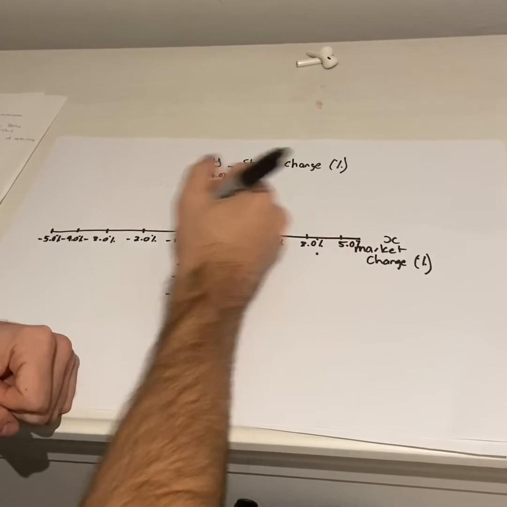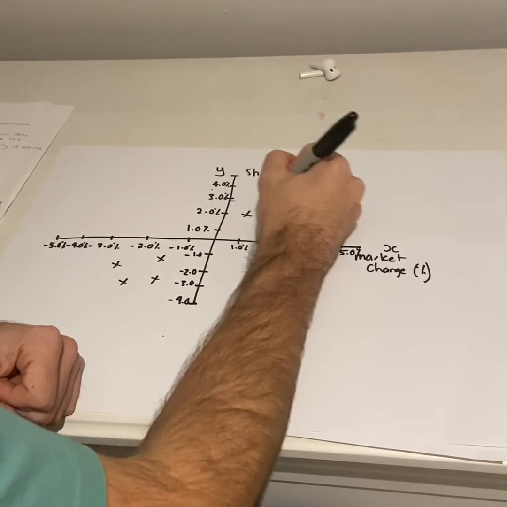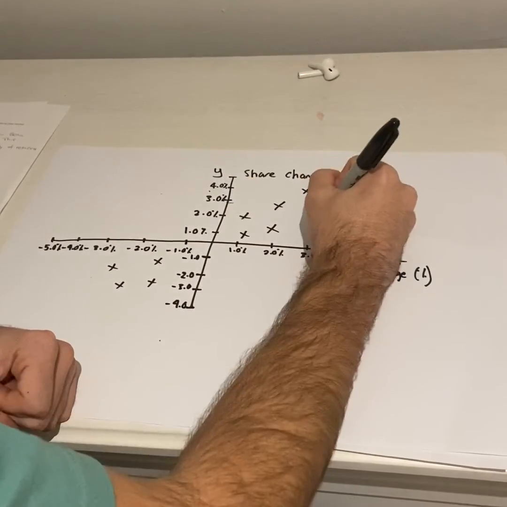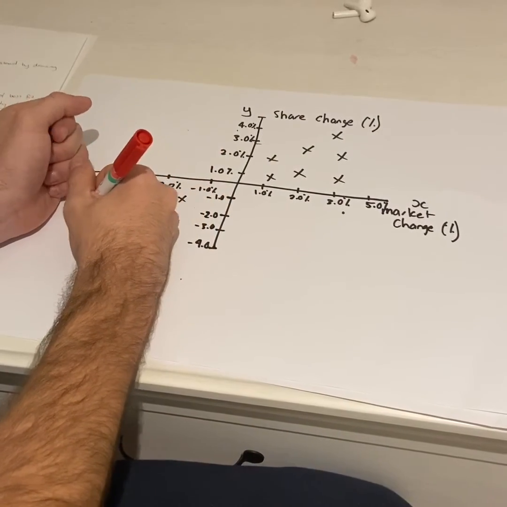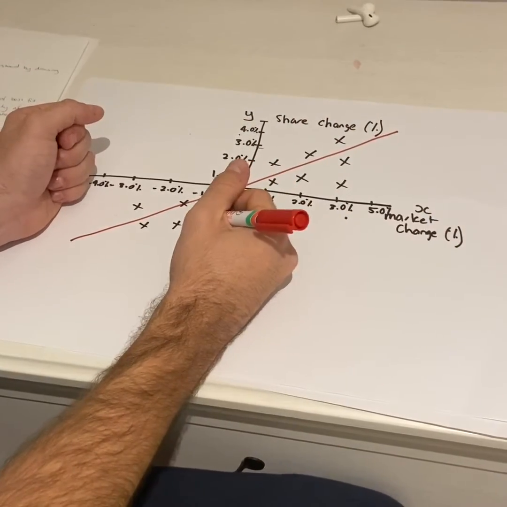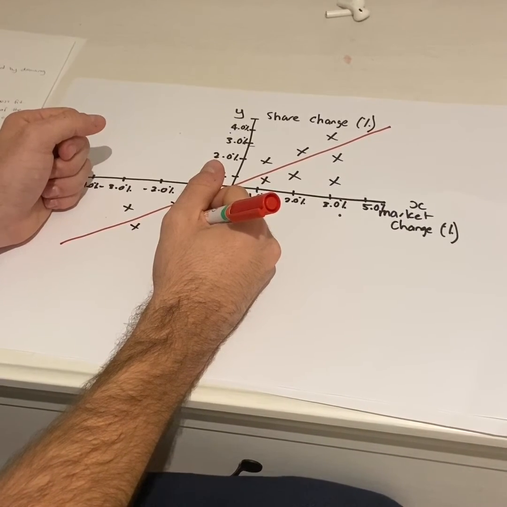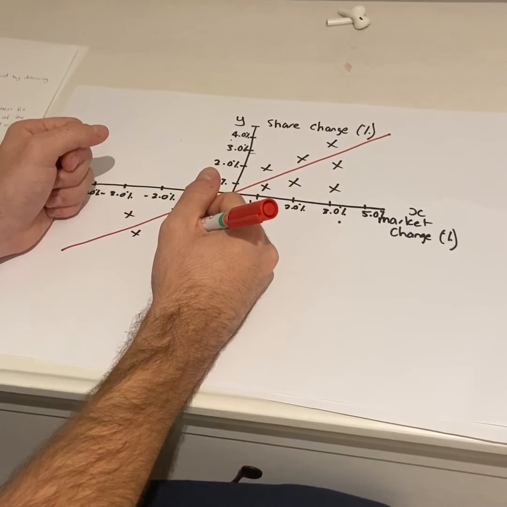We'll then plot our data along the graph, then further understood by drawing a line of best fit. By understanding the slope of the line of best fit, we'll better understand the volatility of the market, whether it is positively correlated or negatively correlated.